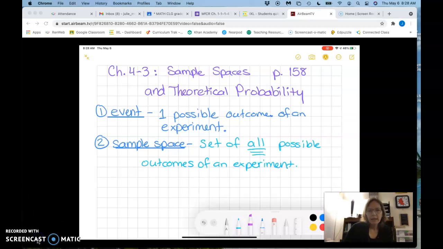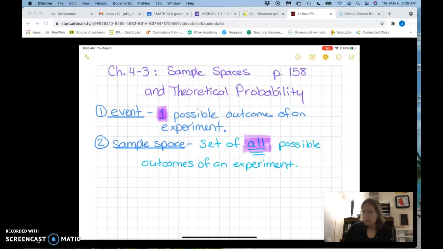So an event is when we're talking about one possible outcome of an experiment. A sample space is when you're talking about all the possible outcomes of an experiment.